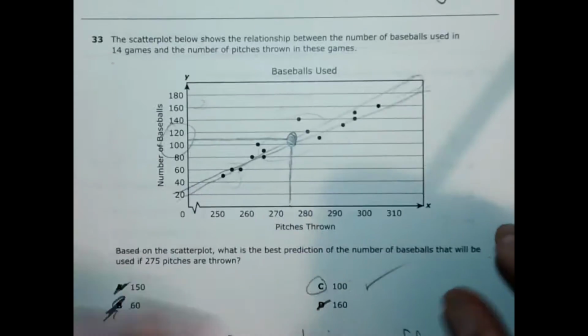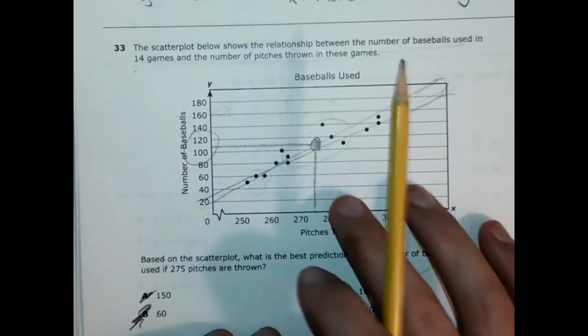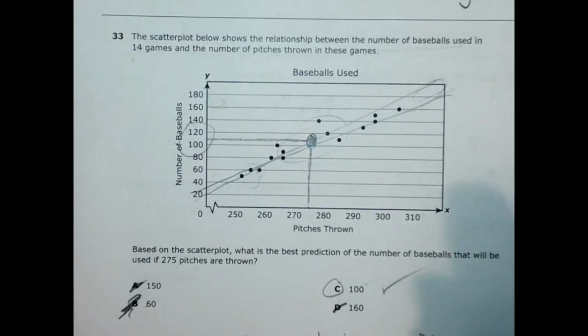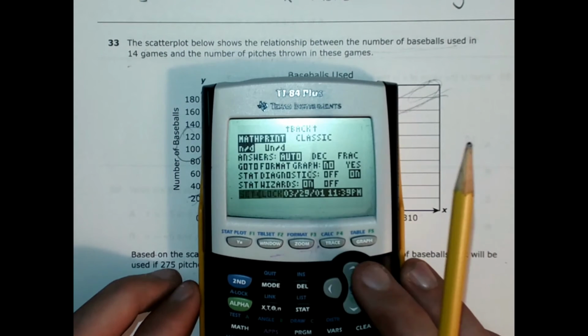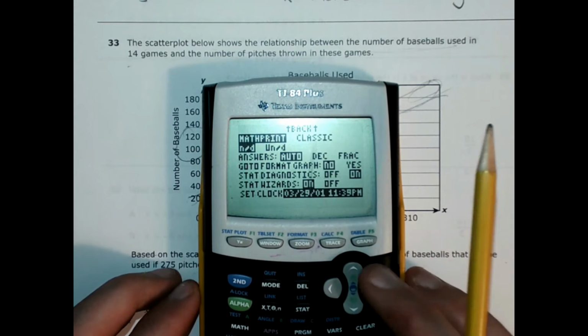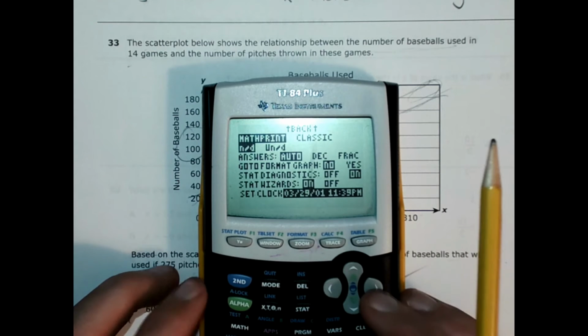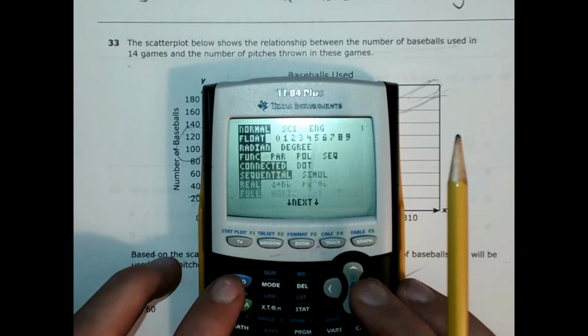Now, that's not part of this problem, but you'll almost certainly be asked about it on the EOC. So it's good to know how to do that. Go to mode, press up once, and you can change your stat diagnostics to on by selecting, highlighting, pressing enter.